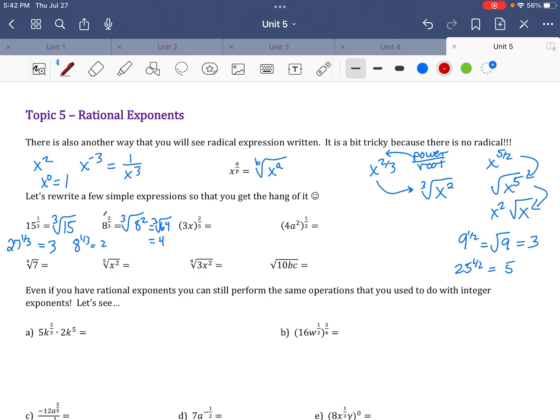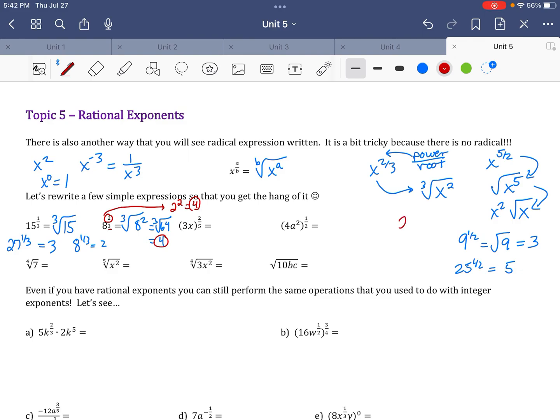Now, another way to see this problem is this. I could think to myself backwards. I could say, do the 3 first, so the cube root of 8. The cube root of 8 is 2, and I know I have to do the square of that answer, and 2 squared is 4. So you can see it a couple different ways, but either way you get an answer of 4.